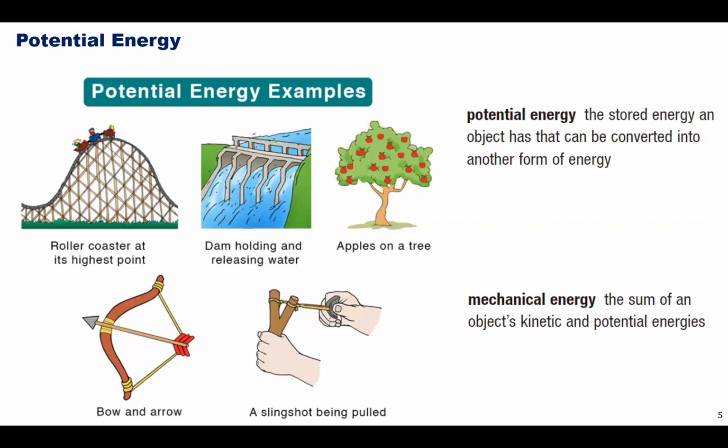The sum of the kinetic energy and potential energy of an object is called the mechanical energy of the object. We will learn more about the properties of mechanical energy in section 4.5. In this section, we'll focus on the potential energy only, and specifically the potential energy an object has due to gravity.